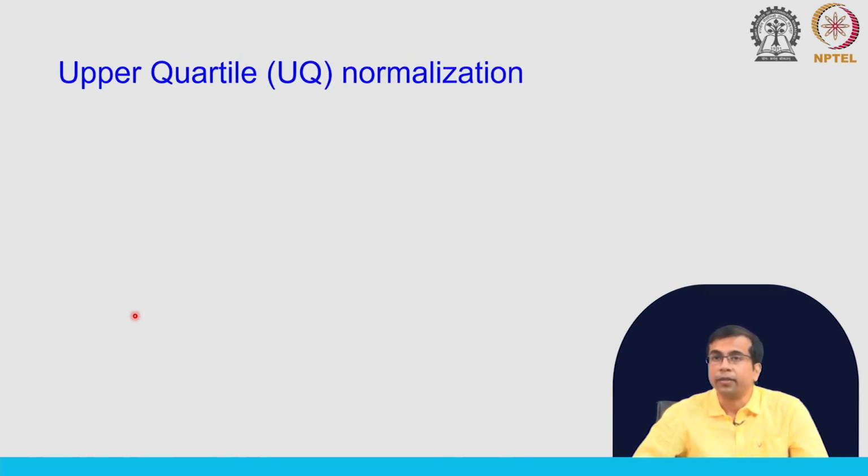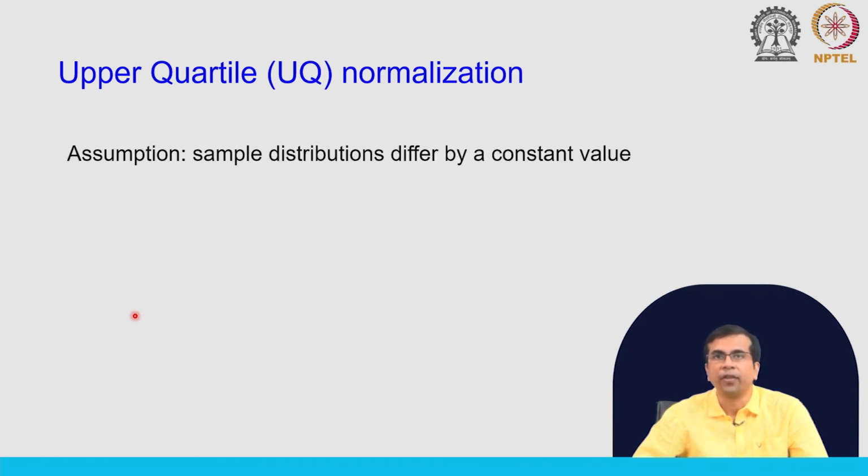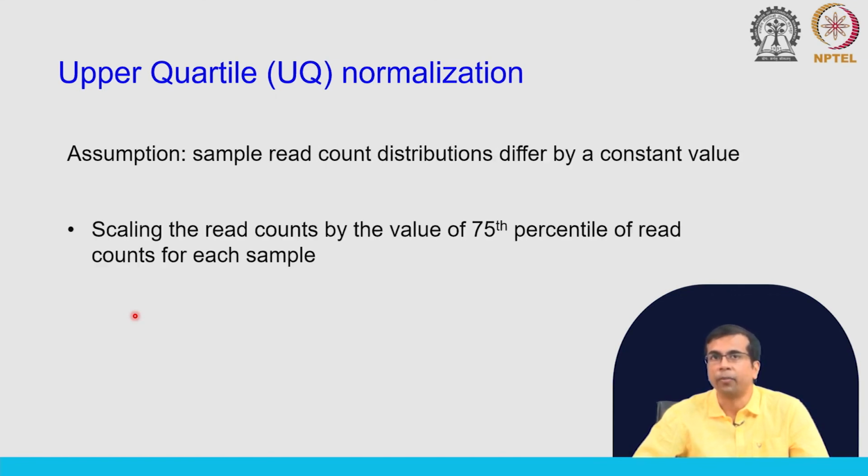There is a variant of this. This is called upper quartile normalization or EQ normalization. The assumption is that sample distributions again differ by a constant value. So, read count distributions differ by a constant value across samples, and we can simply scale these distributions and bring the upper quartile to the same value. Hopefully you know what the upper quartile is. So, here we scale the read counts by the value of the 75th percentile of read counts for each sample. So, we had median, here it is the 75th percentile.